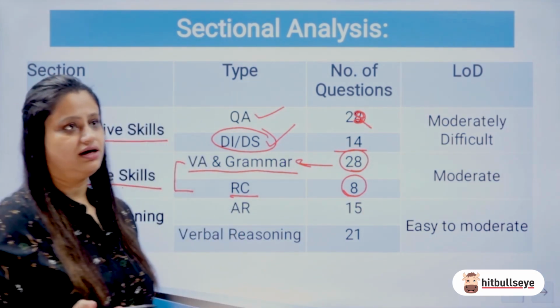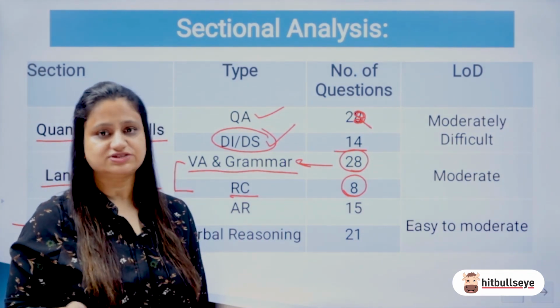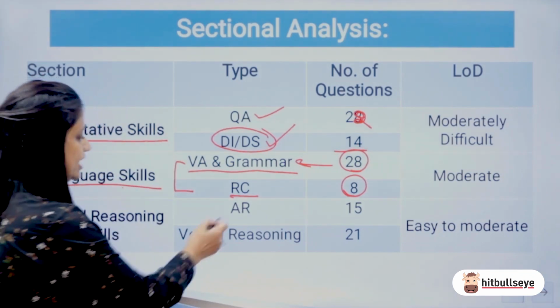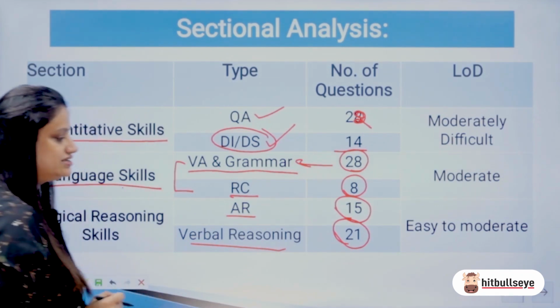There were, I guess, 2 or 3 sets of moderate level and the rest of the sets were very easy. So, AR was 15 questions and verbal reasoning was 21 questions.